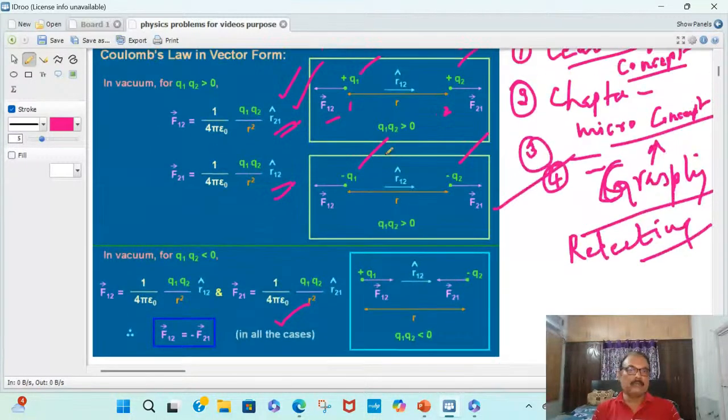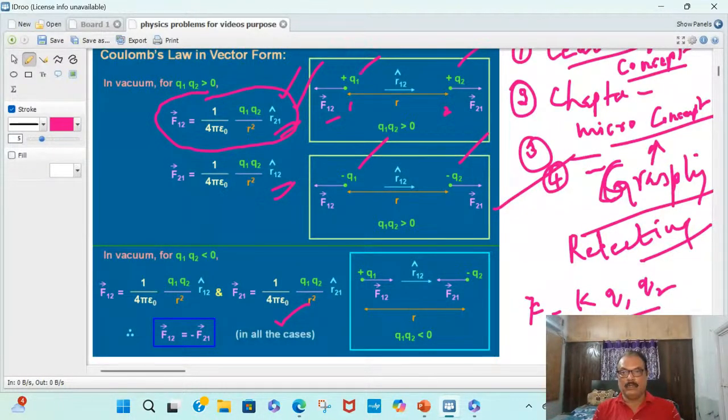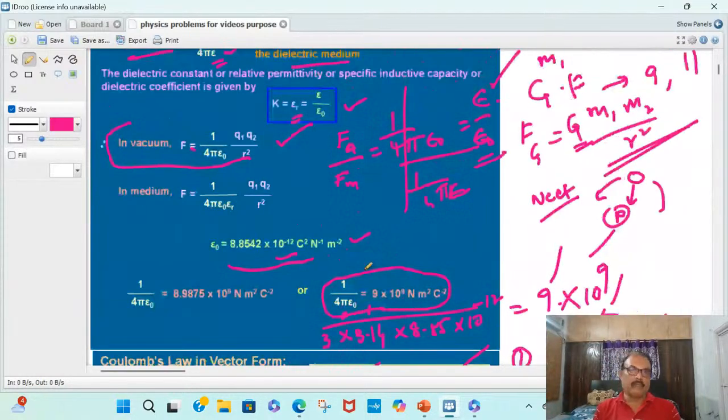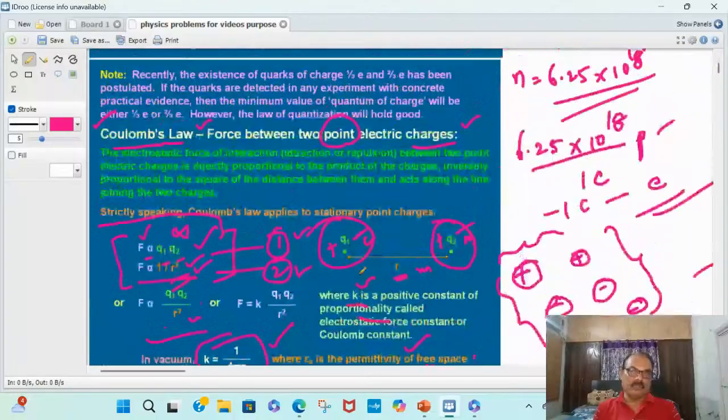So now, for the vector formula, you can remember either this or this, or both are the same. When you write the vector form, you can simply write F is equal to K Q1 Q2 by R square, R unit vector. The R unit vector is giving you the direction, as I have explained here. If you remember these things, the concepts of Coulomb's law will be clear.